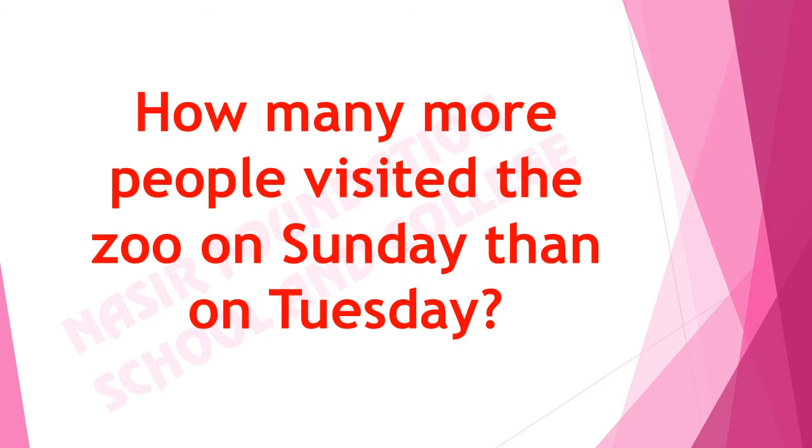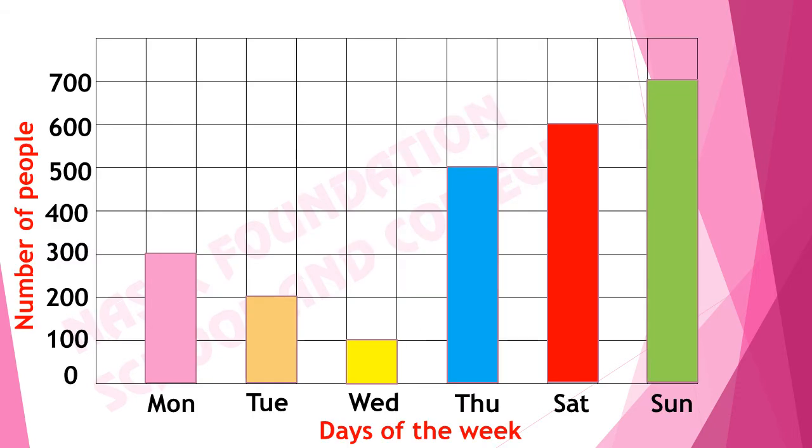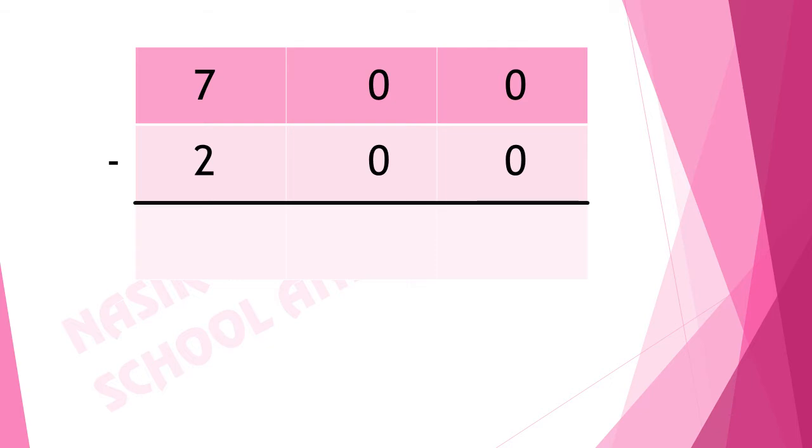How many more people visited the zoo on Sunday than on Tuesday? On Sunday, 700 people visited the zoo. And on Tuesday, 200 people visited the zoo. We will subtract the number of people visited the zoo on Tuesday from the number of people visited the zoo on Sunday. From 700, we will subtract 200.